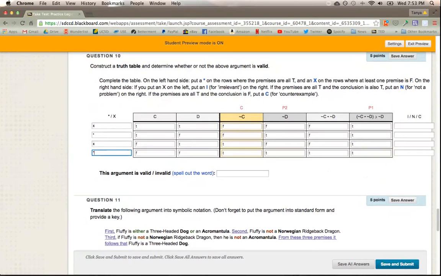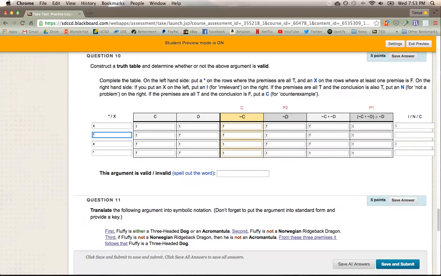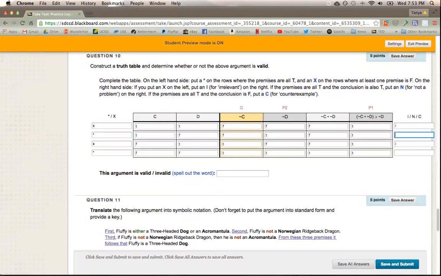So the minute you've put in X's, immediately go to the other side and type an I for irrelevant. We don't care about those rows. There are two rows we have to look at. So now we have to decide, are these cases where the premises are both true and the conclusion is true, or where the conclusion is false? So TTF, that is a problem. That's a counterexample row, but fill in all the rows. Here we've got TTT, that's not a problem row.